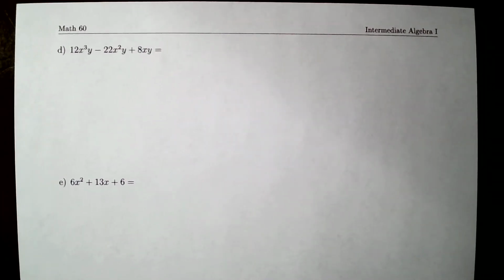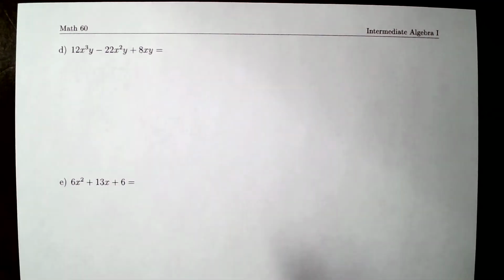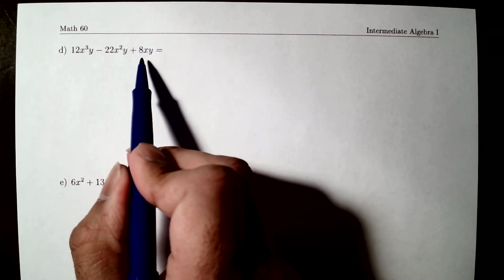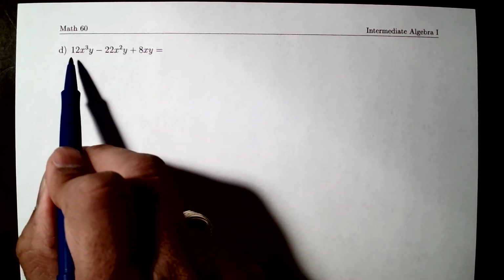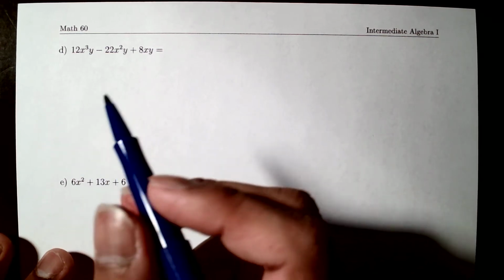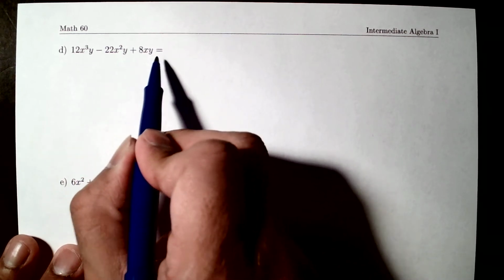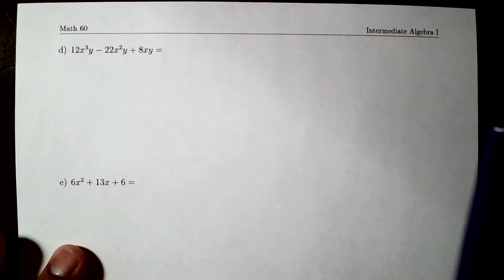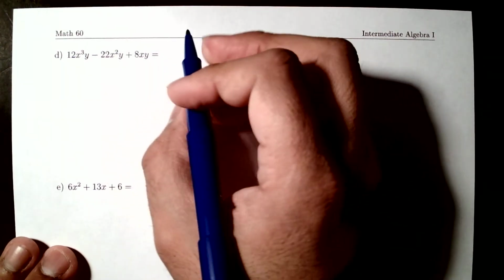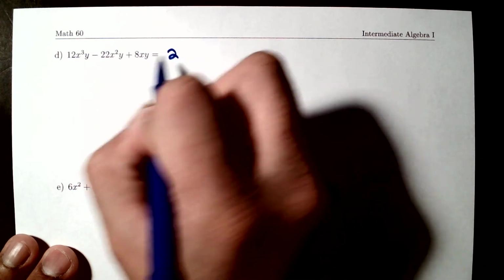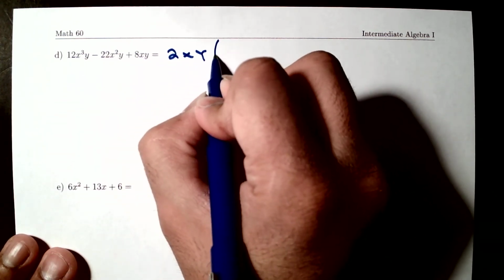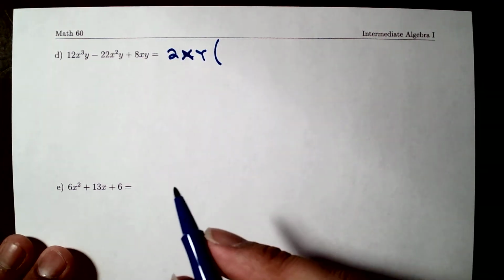Okay, so let's look at something like letter D. 12x cubed y minus 22x squared y plus 8x y. Notice the coefficients, they are all even numbers, and they also have the y as a GCF. So we're going to combine a few things in this one. I'm going to factor out the GCF first, in this case, which is 2xy.